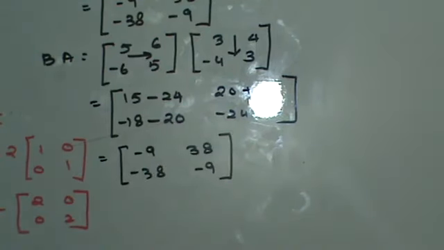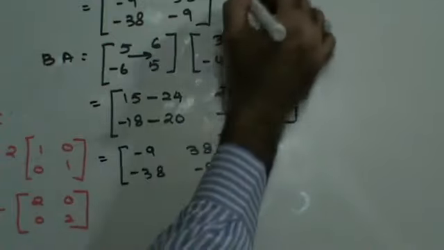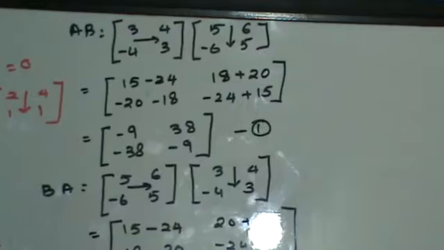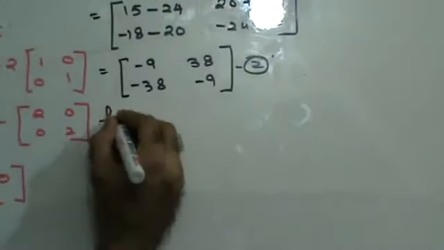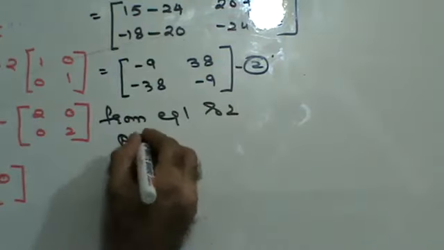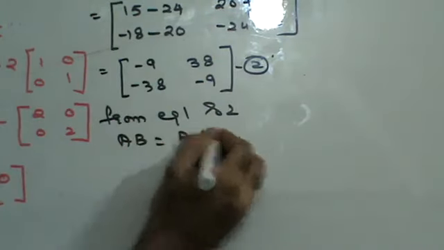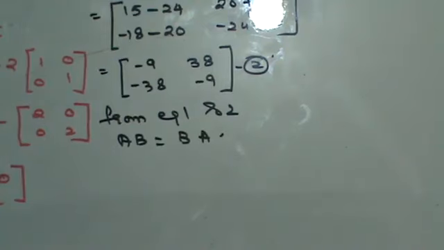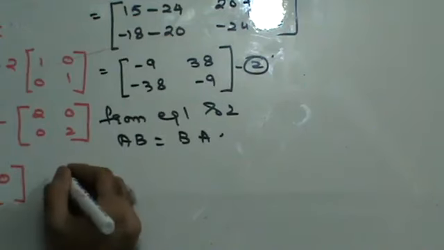Right? What we observe, guys, is that AB is equal to BA from equation 1 and 2. Guys, remember that in matrices it is not necessary that AB will be equal to BA. Here it is just a coincidence that AB is equal to BA. Once I get that, let's start with my LHS.